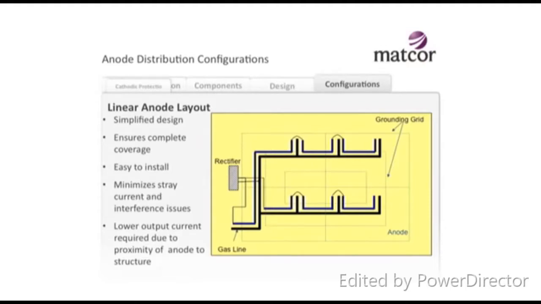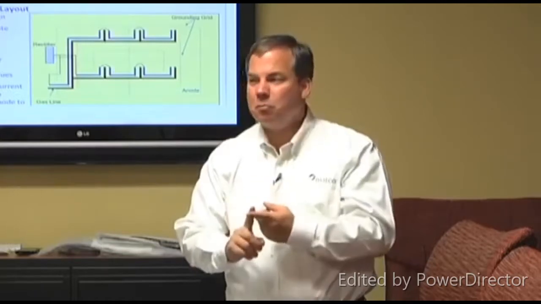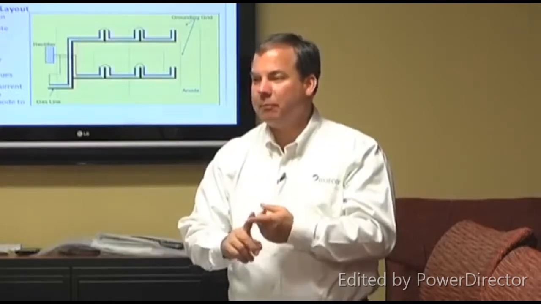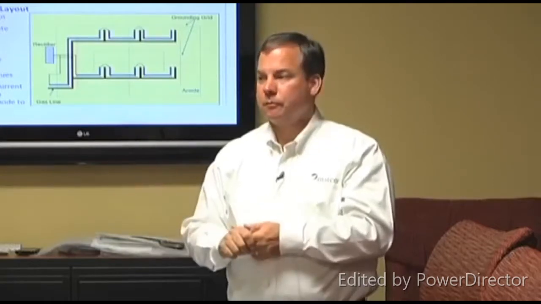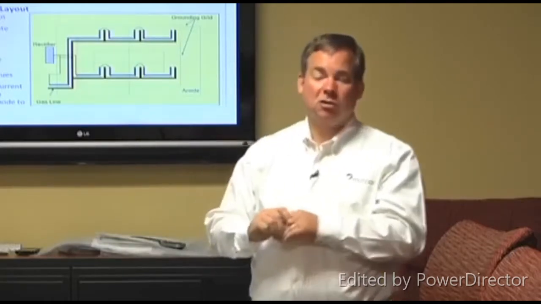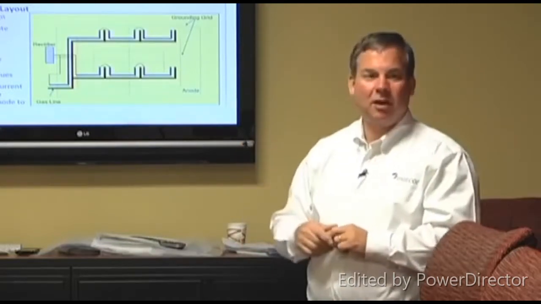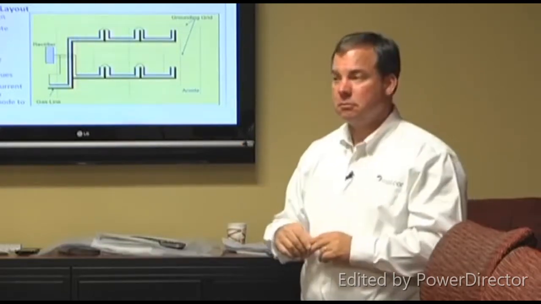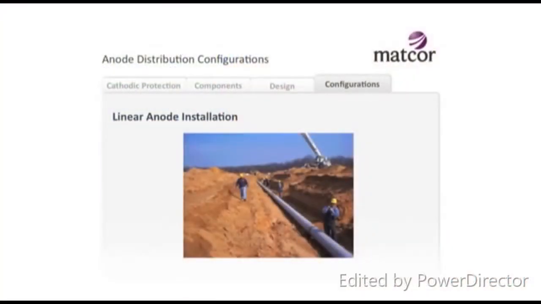There's a lot of advantages to this from a CP design system. One, you know that wherever the anode is, that pipe that's close to it is getting current. And it also is extremely long life. These linear anode systems, they'll have a design life of 50 to 100 years easily because they're not putting out a whole lot of current, especially with well new coated pipe.